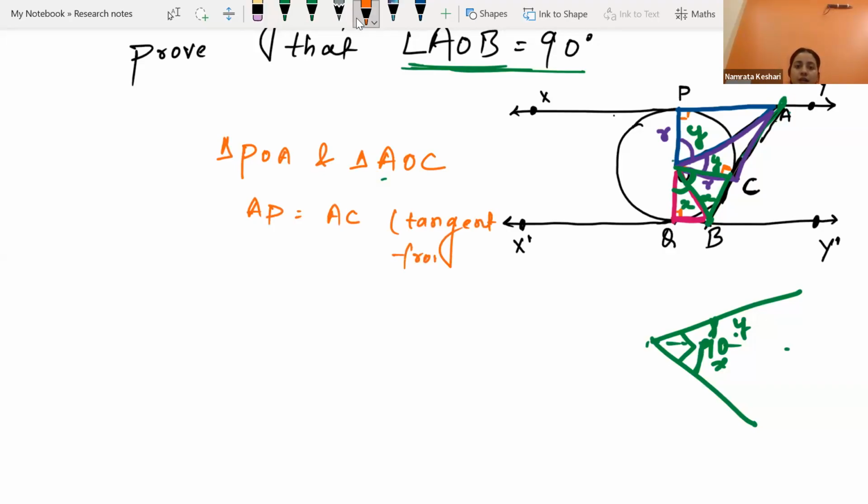Tangents from an external point are equal. Now we can say that OP is equal to OC, the radius of the circle.